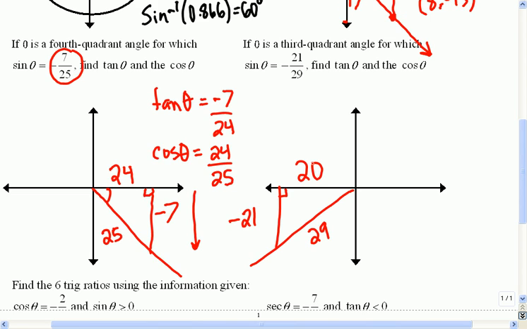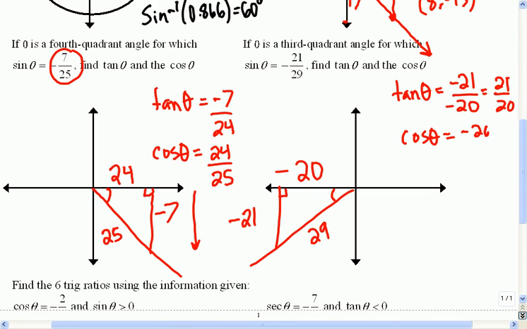Anything wrong with that? It should be negative 20 because I'm on the left side of the y-axis, right? So it should be a negative 20 to really capture the entire picture. Okay. So now I have all the pieces labeled. I can find the other ratios. The tangent of theta is going to be the opposite over the adjacent. And even though both are negative, that ends up making the tangent positive, which it should be in quadrant 3. So 21 over 20. And the cosine, that's going to be the adjacent over the hypotenuse.